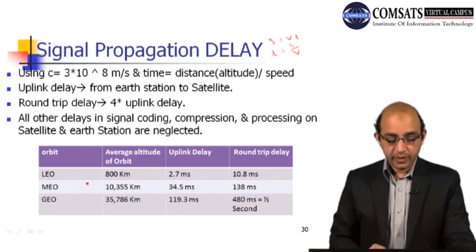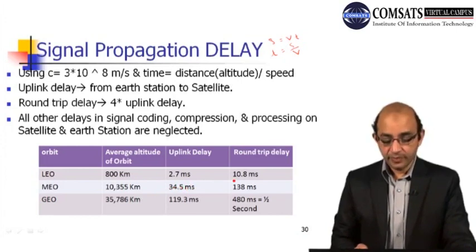For MEO, you can see the altitude is 10,355 kilometers. Of course, we will have more delay: the uplink delay is 34.5 milliseconds, and if we calculate the round trip delay, that comes out to be 138 milliseconds.